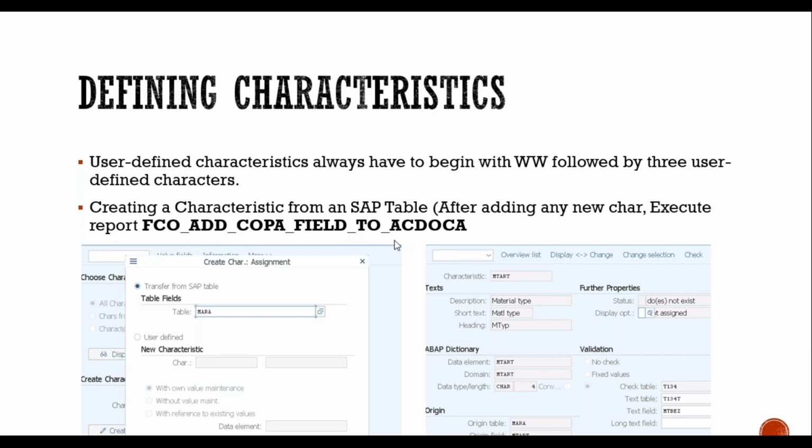Otherwise, what will happen is, when you do this particular thing and you don't execute this, the user will find an error. The user will get an error that ACDOCA is not updated after you made the changes to COPA. So this is very important. Whenever you make any changes to characteristics, you must execute this program also.